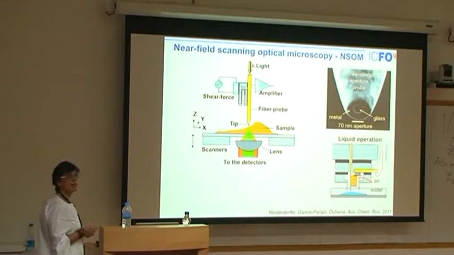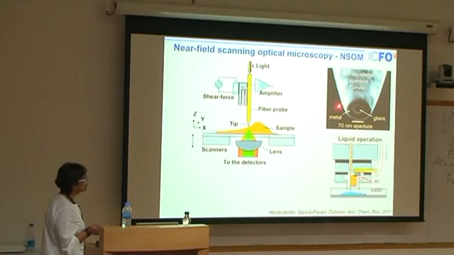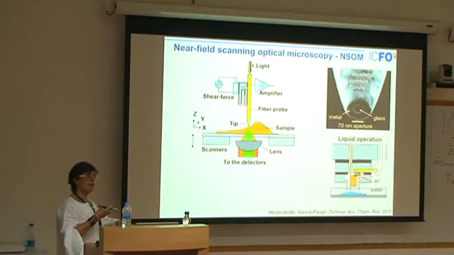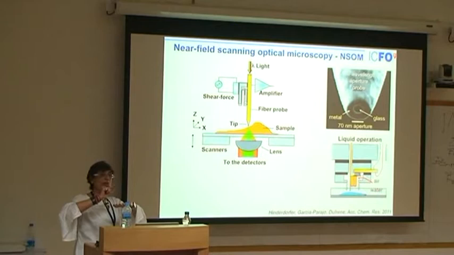Now, how close? You can see in here a zoom in of the probes that we use. What you see in here is the glass aperture. In this particular case, it's a 70 nanometers aperture. You have the metal surrounding this aperture, and the light is brought from above and exits through this probe. This tip has to be placed, as I said, very close to the sample. When I say close, I mean within 10 nanometers from your sample surface.